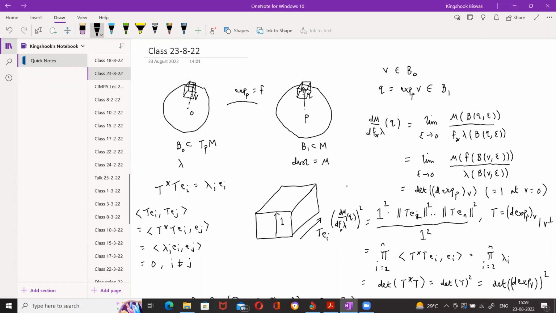But in the case of compact Lie groups, we also have another advantage, right? Because it's a compact Lie group. It is, one second.